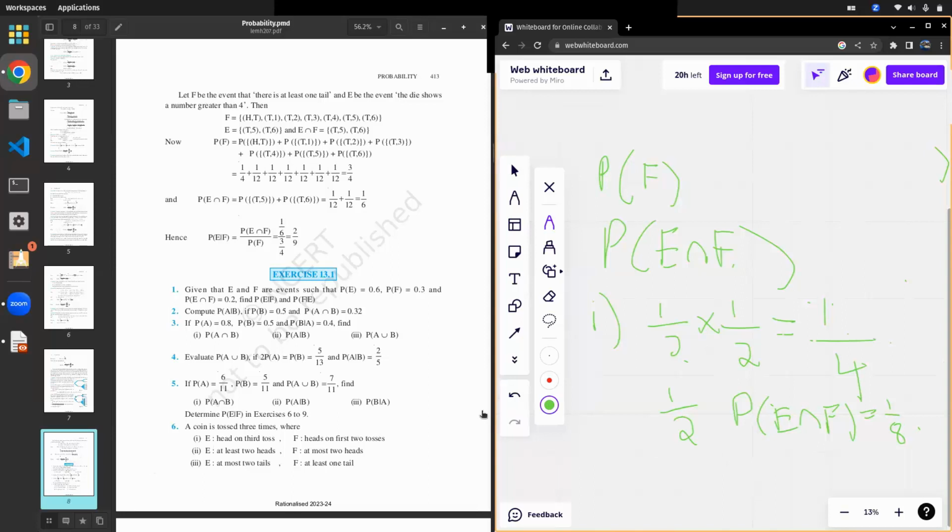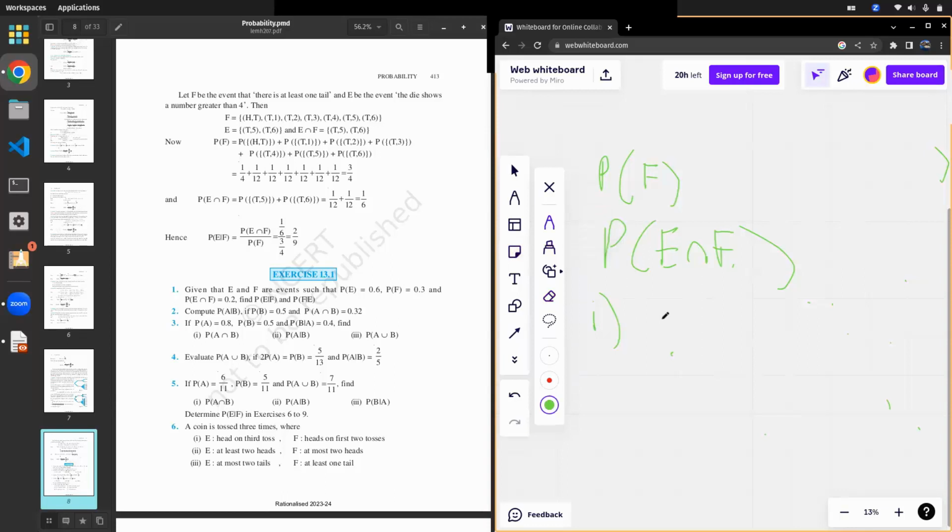Okay, now we go to the second part of the question. So here the probability of F is given that it should be at most 2 heads. So when a coin is tossed 3 times, we should get at most 2 heads. That implies the number of heads should be 1 or 0 or 2. It can't be 3.